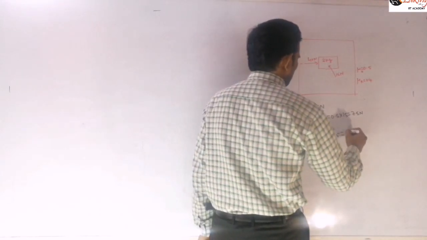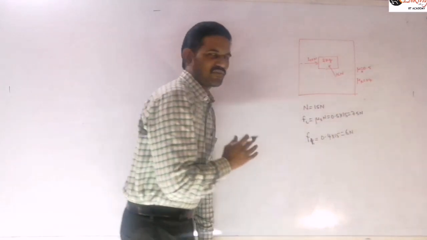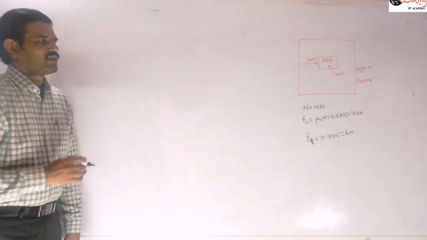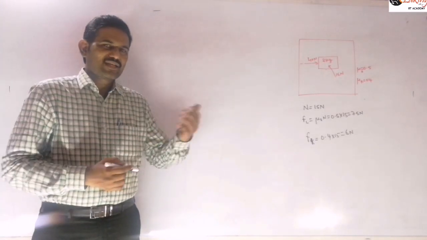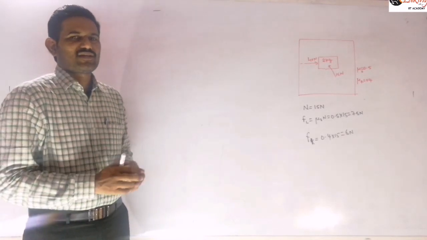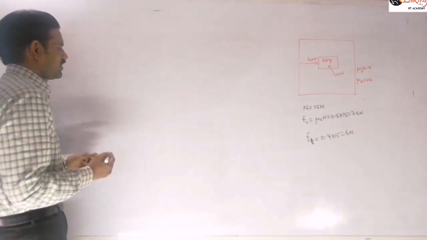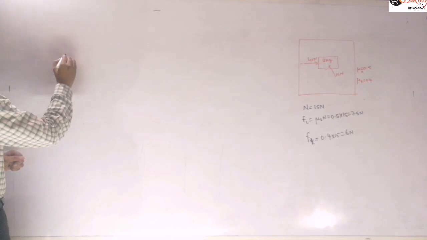And so that is 6 newtons here. So that is the kinetic friction and limiting friction values. Now first we need to decide which forces are accelerating that system. So for that I will draw the free body diagram here.